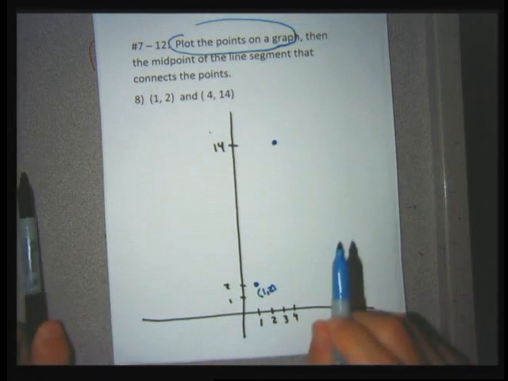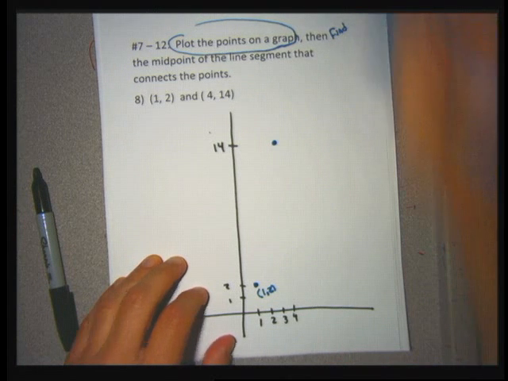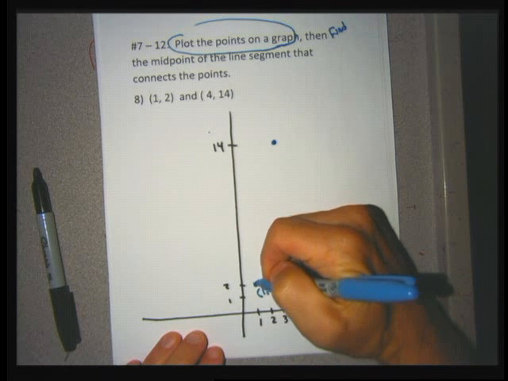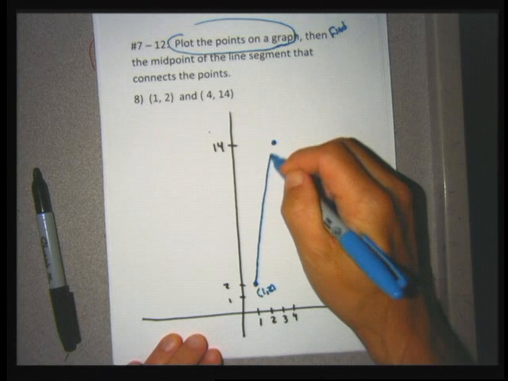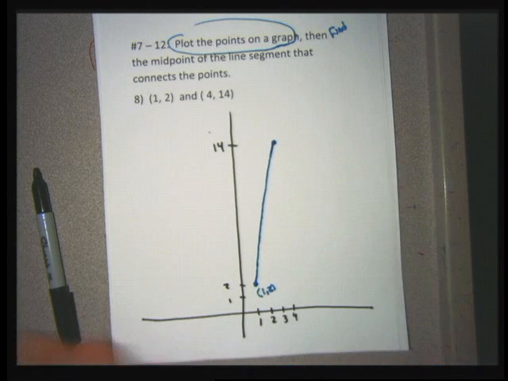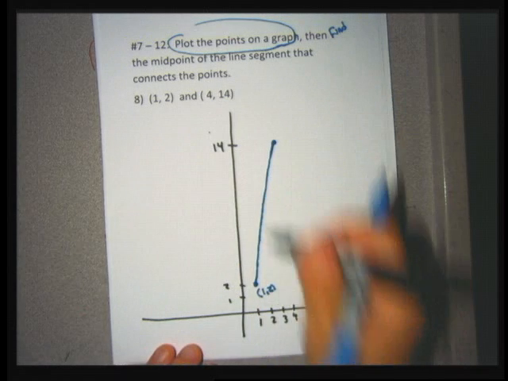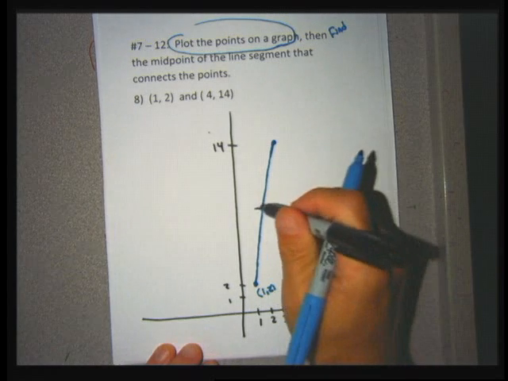And it says then, it should say then find the midpoint of the line segment that connects the points. So what I'm supposed to do is connect the points with a line segment. Don't need to draw any triangles. What I need to do is split the line into 2 equal halves. That's about equal. I need to find the coordinates of that point.